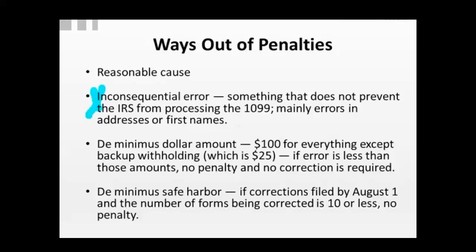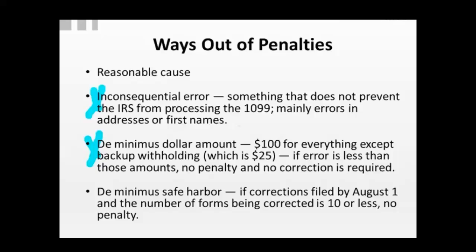There's a de minimis dollar amount penalty threshold which says that if you make an error in a dollar amount and that error is $100 or less, or if it's a backup withholding error, $25 or less, there is no penalty, and in fact, you don't even have to file a corrected form. And I've seen on some of the bigger operators out there that send out 1099s, especially like brokerages sending out 1099s, they'll actually say in some of their small print, if there's an error on the form and it's less than $100, we will not issue you a corrected 1099. And that's because of this, the de minimis dollar amount.